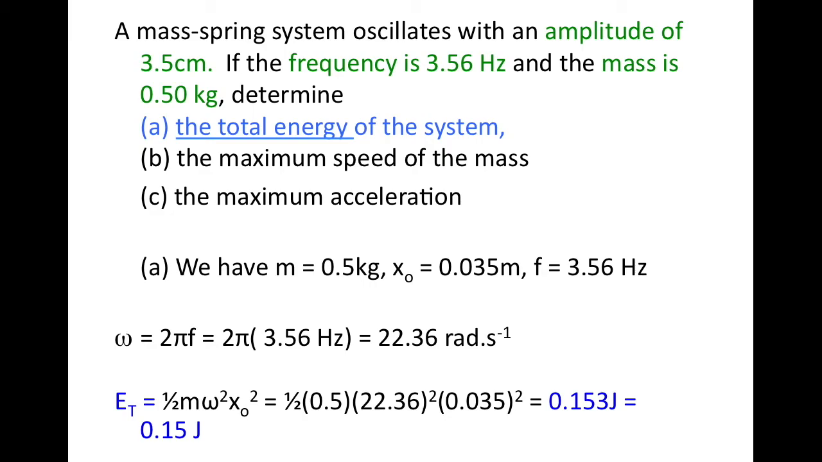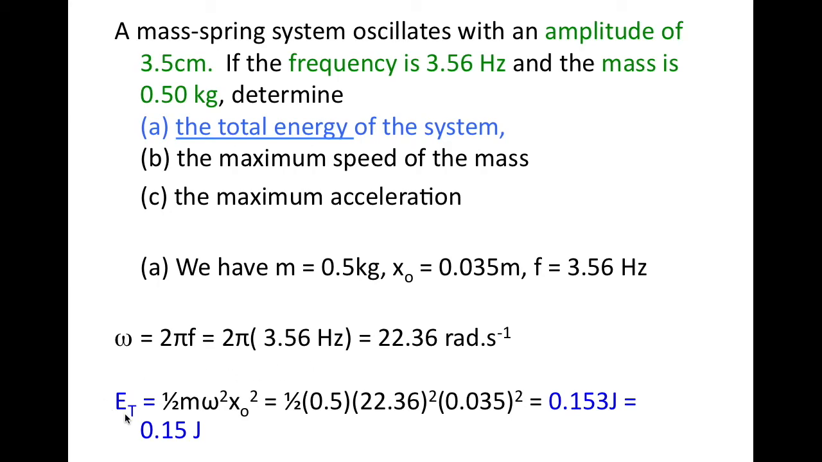Let's go ahead and find the total energy of the system. We have the mass, which is 0.5 kilograms. We have x sub 0, which is the amplitude, being 0.035 meters, and we have the frequency of 3.56 hertz. To find the energy of the system, first we need to locate the angular frequency. We find that by using this equation, 2 pi f, and we know that the frequency is 3.56 hertz, which gives us a total of 22.36 radians per second.